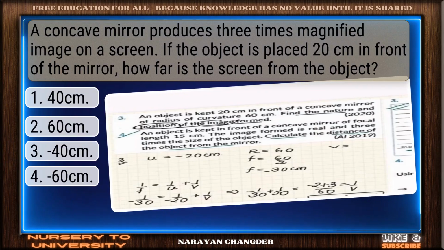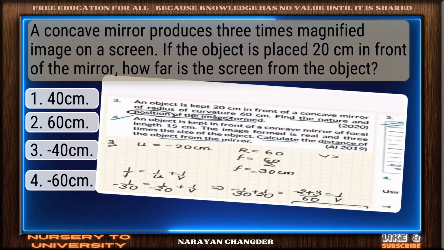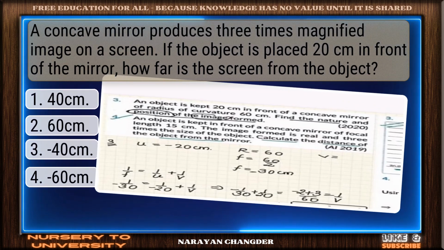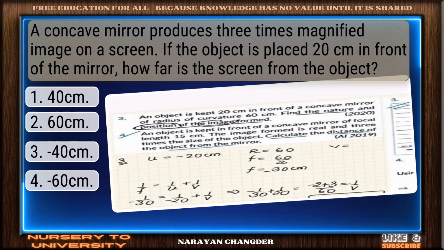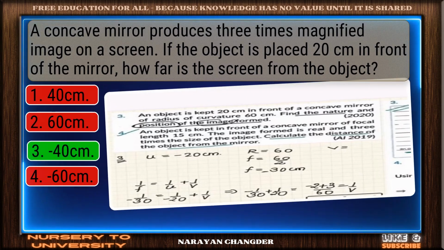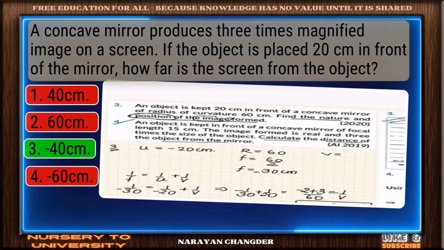A concave mirror produces 3 times magnified image on a screen. If the object is placed 20 cm in front of the mirror, how far is the screen from the object? You got it. Your choice 40 cm is right.